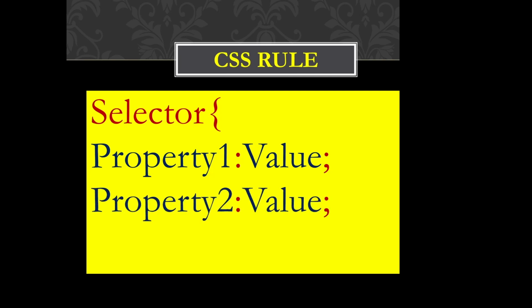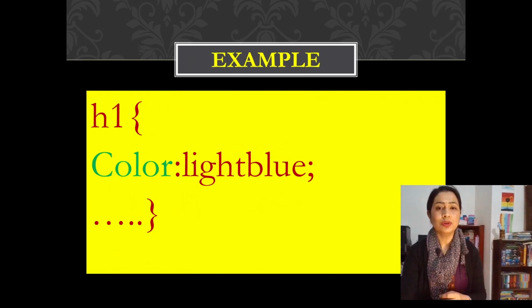If you want to change multiple properties, after the semicolon, you can specify another property. In the same way, you can specify property 3, property 4, and so on. So this is the basic CSS rule that we need to remember. For example, if you want to style only heading 1, giving it the color light blue, then we need to change its color property and give it the value light blue and then put the semicolon. So this is how we can do it.